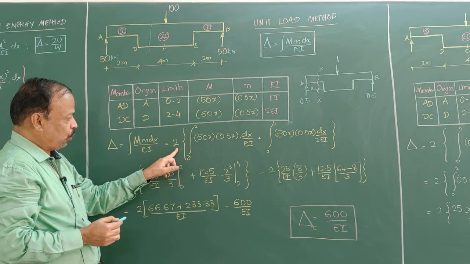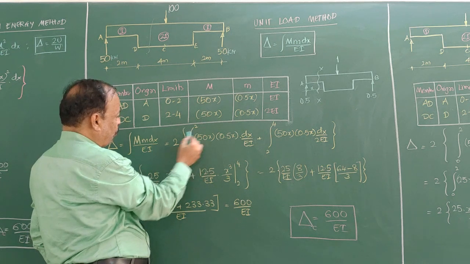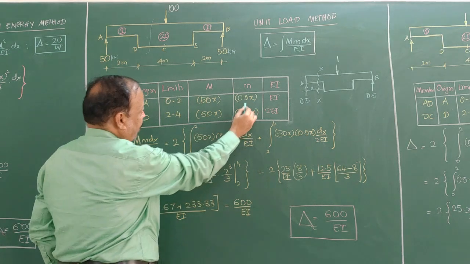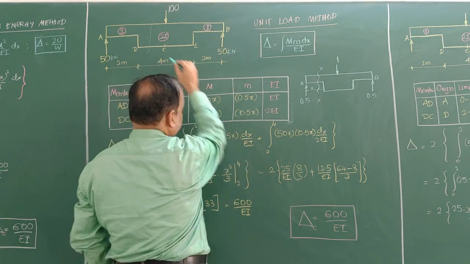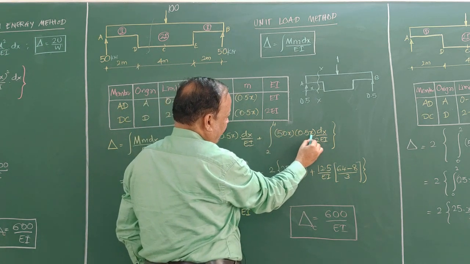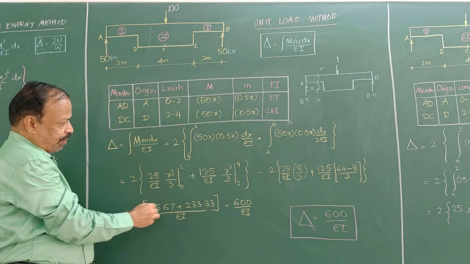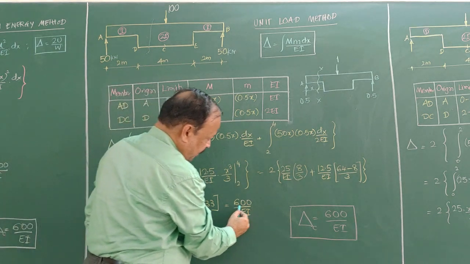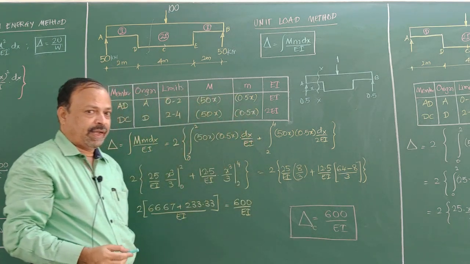Again I will take the delta up to center and multiply it by 2. So the integration will be from 0 to 2 for the first part, that is AD, of 50x into 0.5x into dx by EI, and in the second part, that is DC, it will be integration between the limits 2 to 4 of 50x into 0.5x into dx by 2 EI. Again on integration, at the end you have to multiply it by 2. So you will get 600 by EI. So deflection at C will be equal to 600 divided by EI.